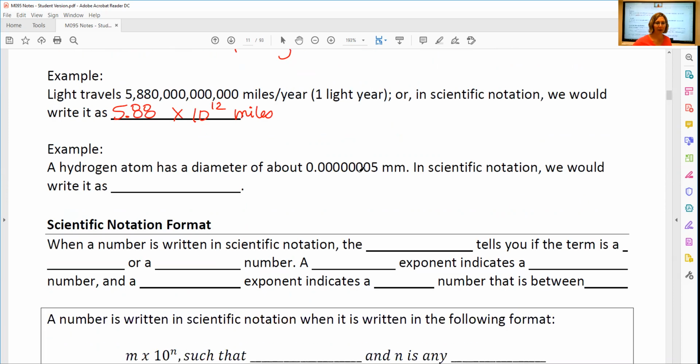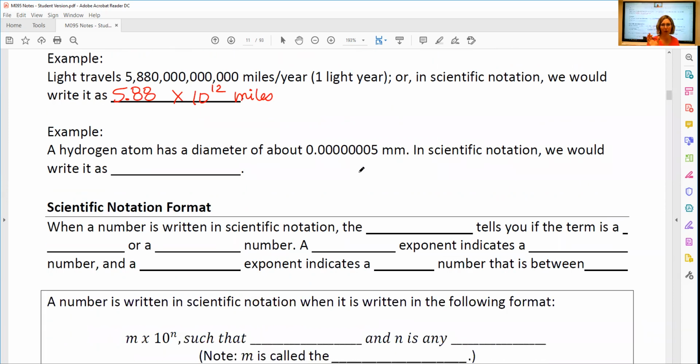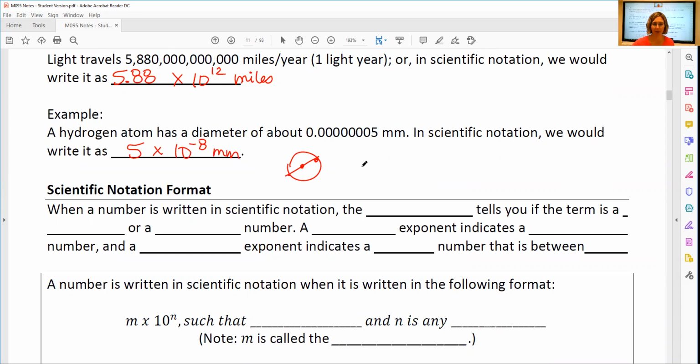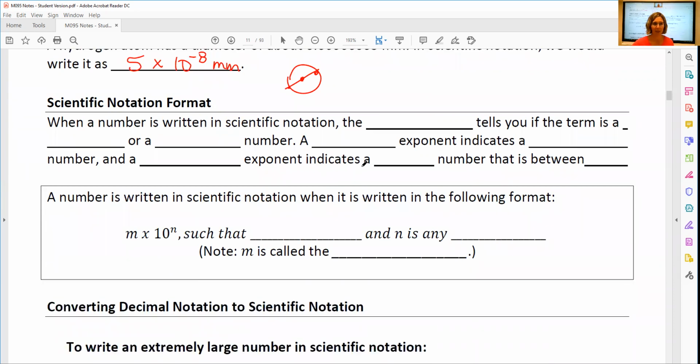In the same kind of token, we can talk about how small something is. In this case, we're talking about the diameter of a hydrogen atom. So don't forget, diameter is a chord of a circle that goes right through the center of the circle. The diameter of a hydrogen atom in scientific notation, we would write as 5 times 10 to the negative 8 millimeters. And so we have that as our answer, putting it in scientific notation.